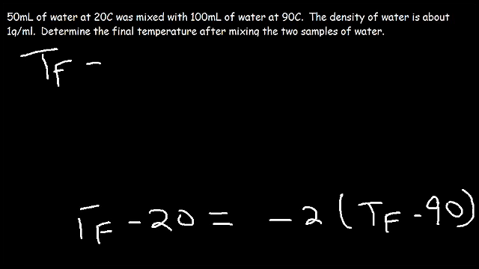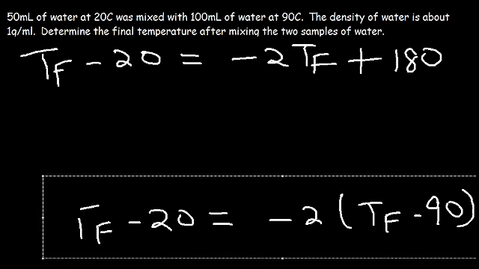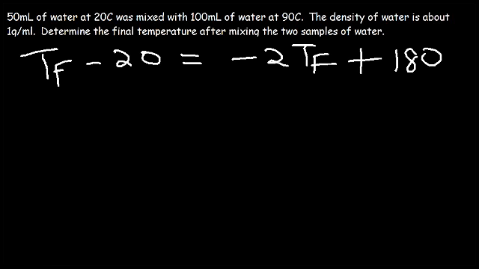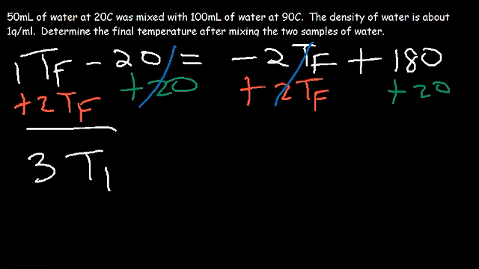So it's going to be TF minus 20 is equal to negative 2TF. Negative 2 times negative 90 is positive 180. To solve for TF, let's add 2TF to both sides, and simultaneously add 20 to both sides. TF, or 1TF, plus 2TF is equal to 3TF. 180 plus 20 is 200. So let's divide both sides by 3.